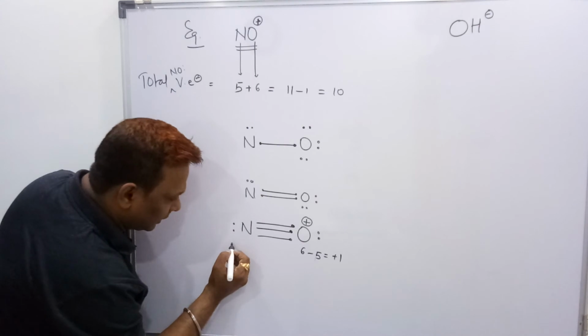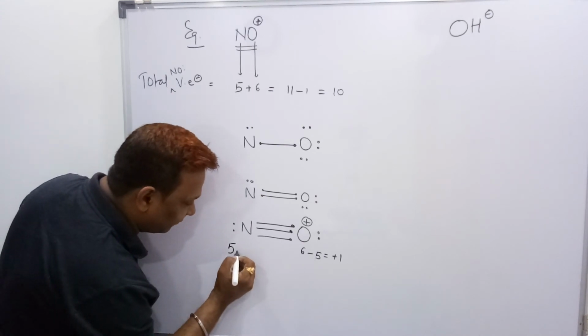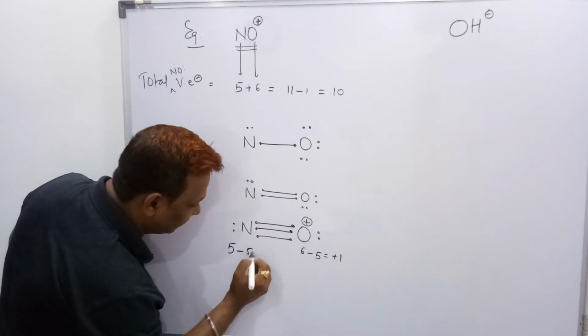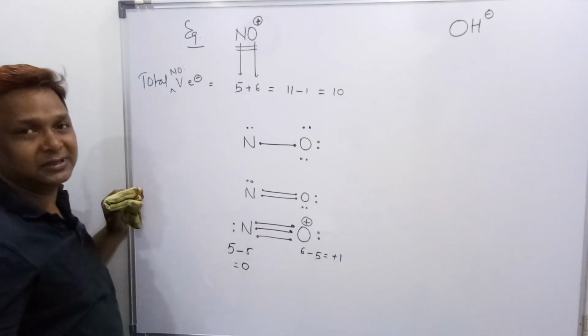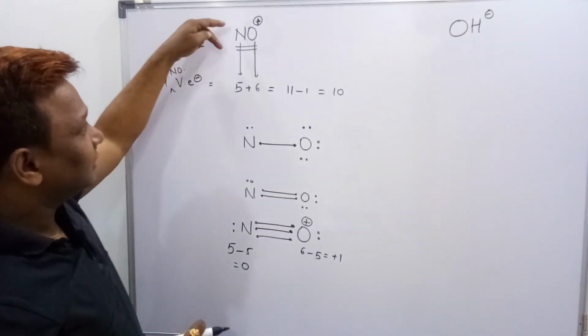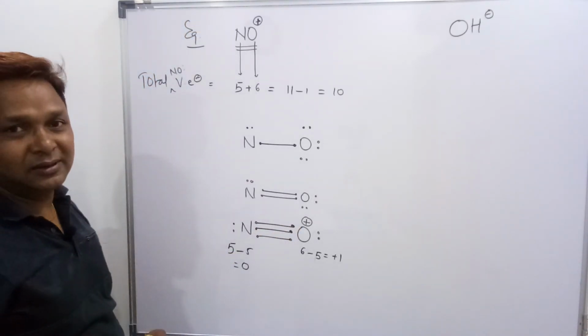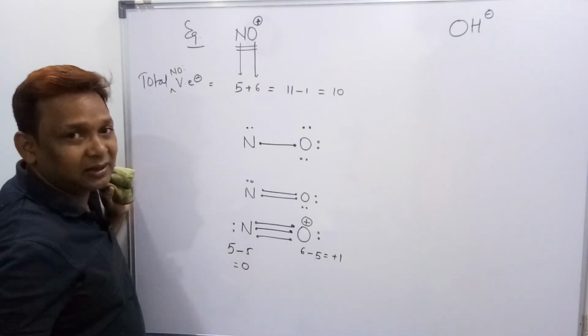Nitrogen: the number of electrons present in the valence shell of nitrogen, how many? 5. And here how many? 1, 2, 3, 4, 5. 5 minus 5 equals 0. No formal charge. Now we can say that in this NO plus ion the positive charge is over where? Over the oxygen, and the nitrogen does not carry any charge.